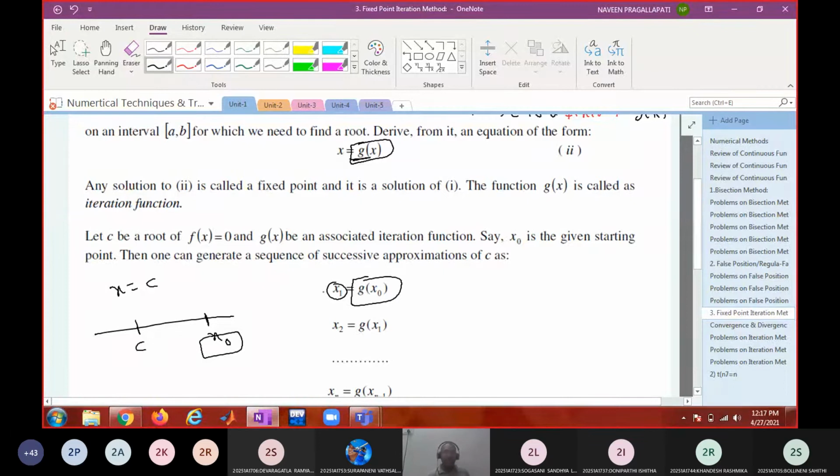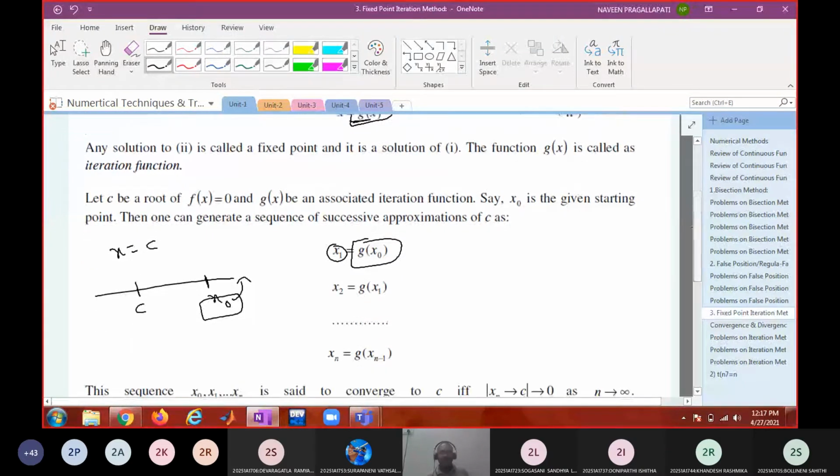This is the successive approximation, or I will call it the second approximation. When you say this is the first or initial approximation, the value obtained by substituting this value in g is called the successive approximation. Then again you substitute this x1 in g. You generate x2, whatever value you are getting, you call it x2. Again you substitute this in g.